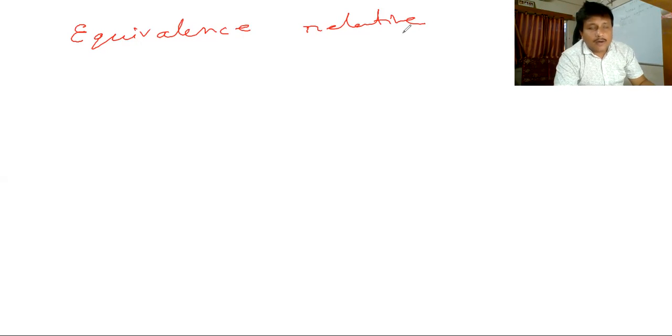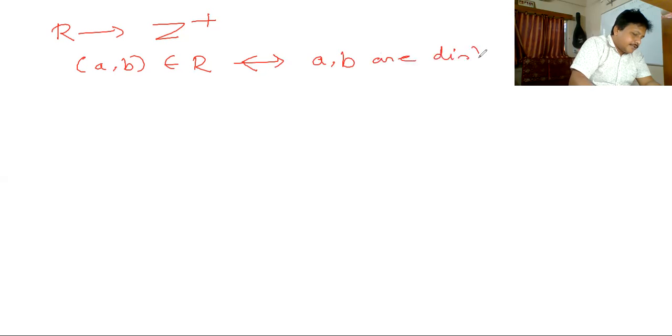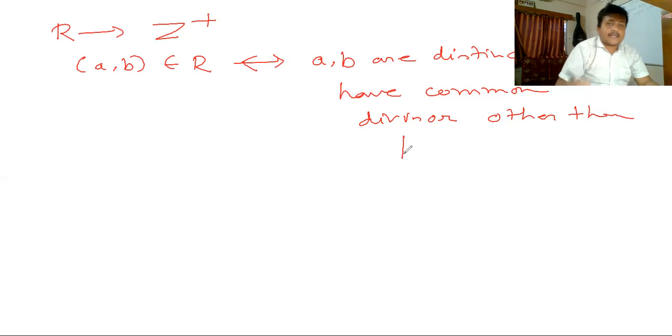Here we consider one question from year 2015, say 2. It states that capital R is a relation on the set of all positive integers such that A comma B belongs to R if and only if A comma B are distinct and have a common divisor other than 1. That means they are not relatively prime to one another.